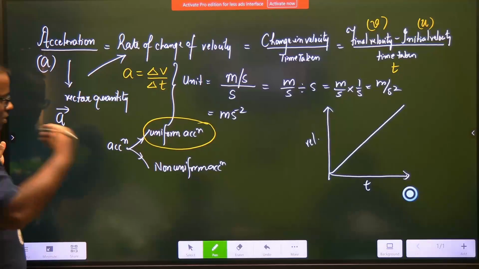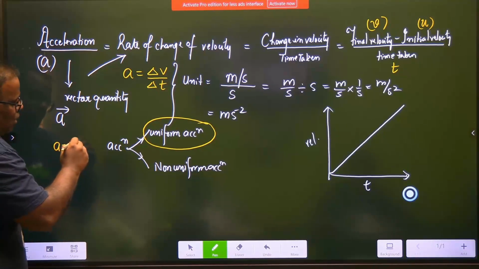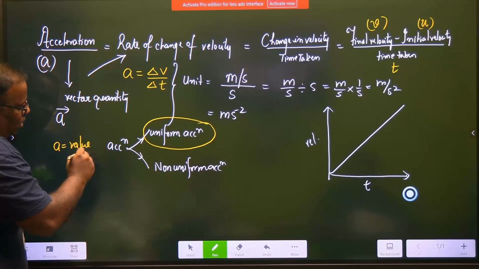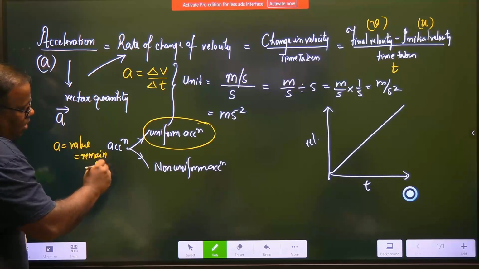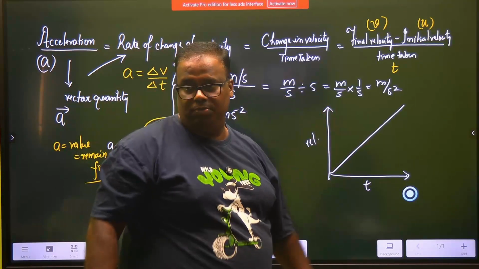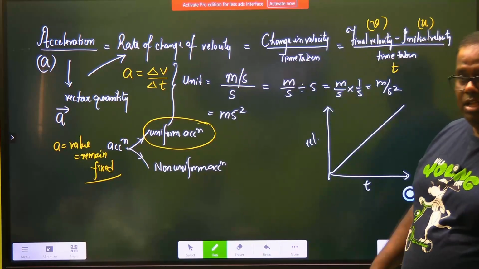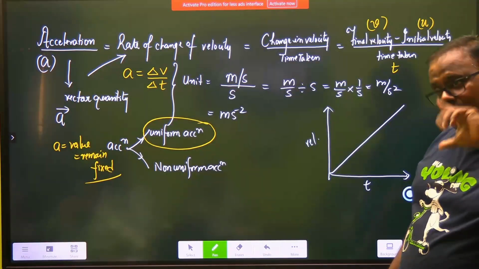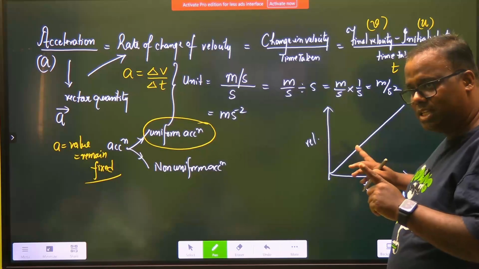Means whatever problems we will get, in all those problems, A will have a value and this value will remain fixed throughout the tenure of solving the problem. This A will not change. Is this getting into your head? A will remain fixed throughout the problem. Have you understood? Can I change the screen now?